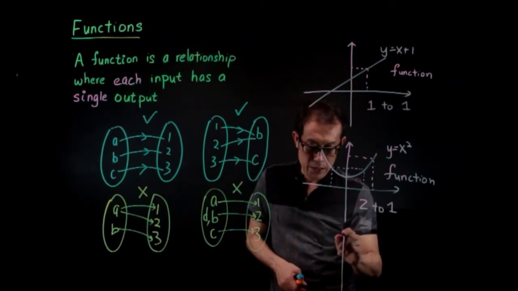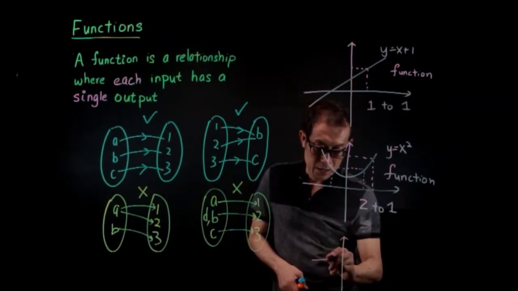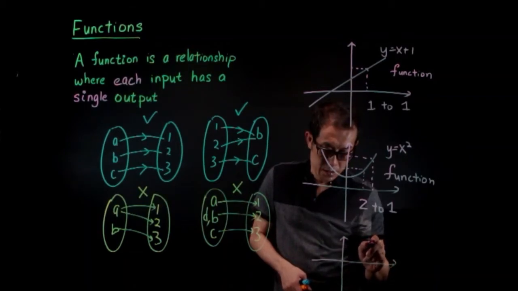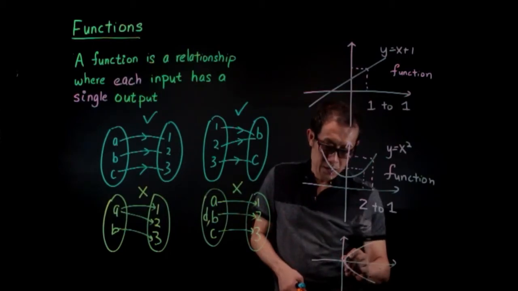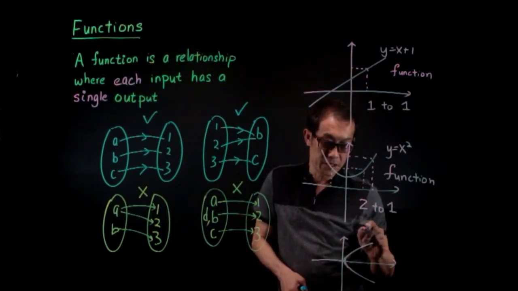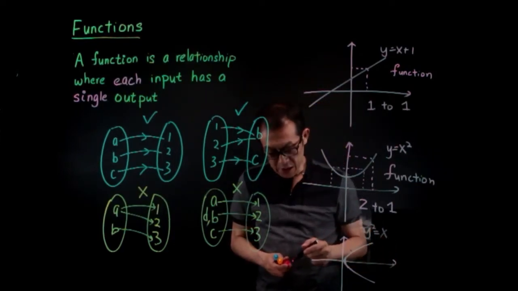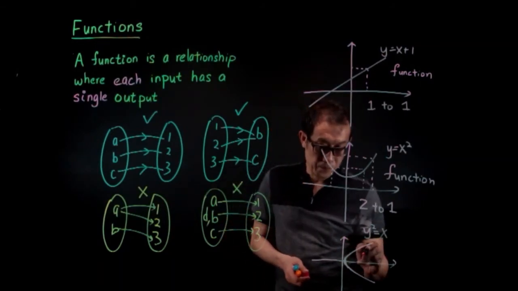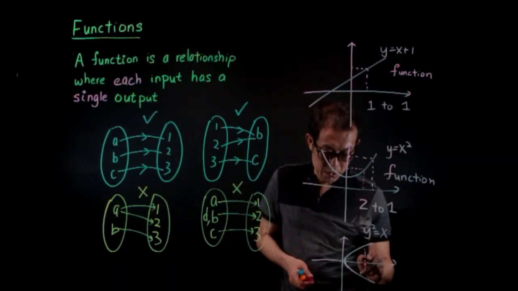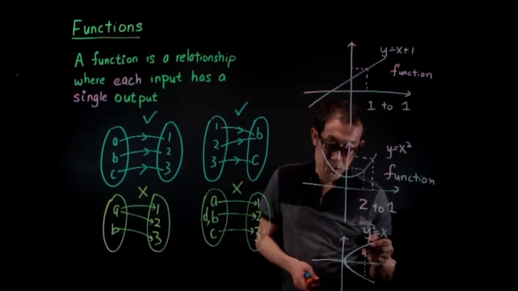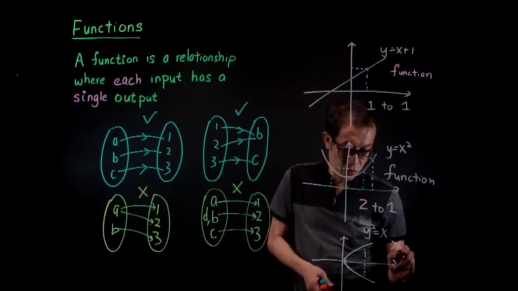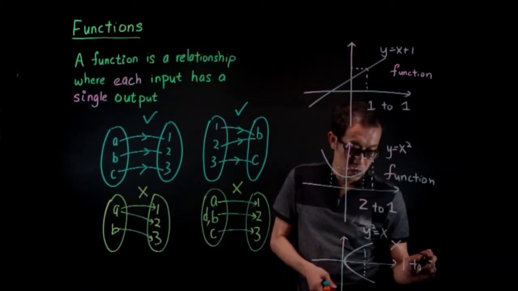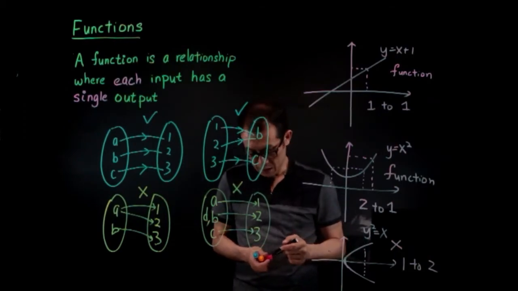Now let's look at another one. Let's look at this graph. Now what is this graph? This is y squared equals x. Is this a function? Now, you have one input, and one input has two outputs. So this is not a function. This is 1 to 2. Okay, this is not a function.